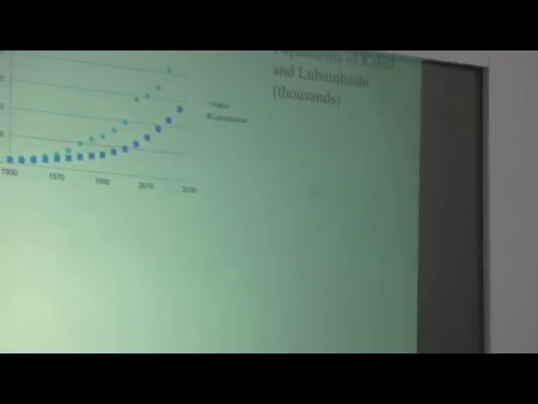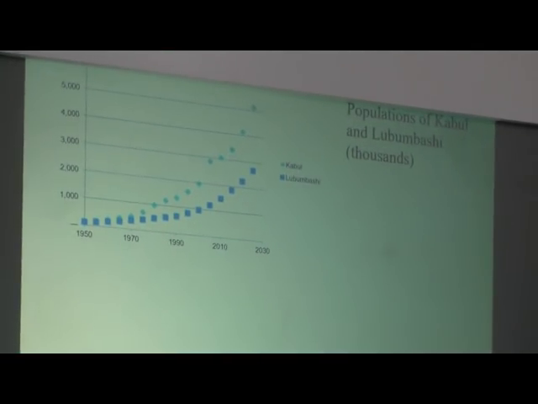If we go to the UN, you can get this enormous database about city populations. All of them have city populations from 1950 to 2020 and then through to 2030, 2040. And here are the plots that show the population of Kabul and the population of Lubumbashi over this period.